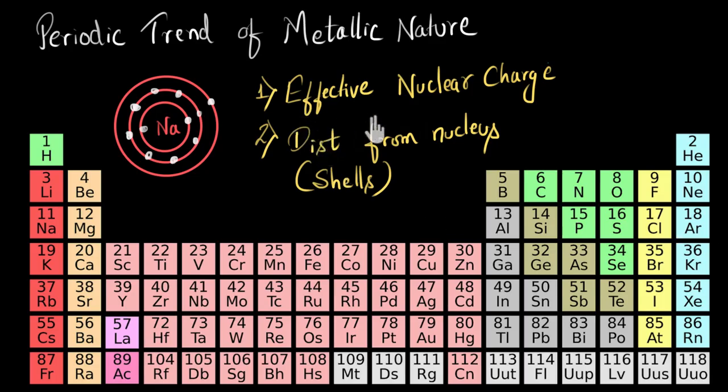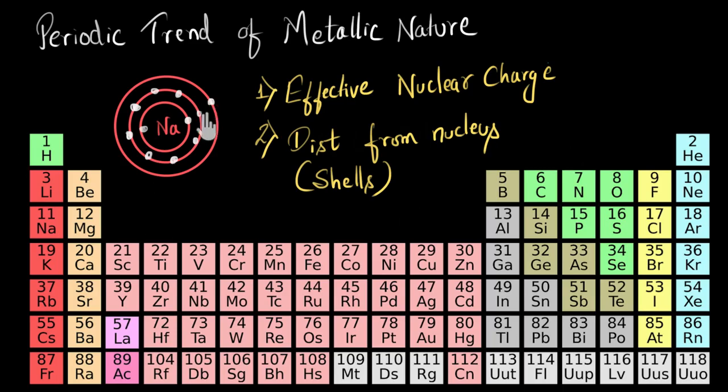So the first one is effective nuclear charge. This basically means effectively how many protons are pulling our electron. If the number of protons pulling is more, then the pulling force is going to be higher. If the number of protons pulling is less, then the pulling force is going to be lower. For example, if you have one magnet pulling an iron nail, the pulling force is less compared to if you had two magnets, right? What about this term effective? What does this mean?